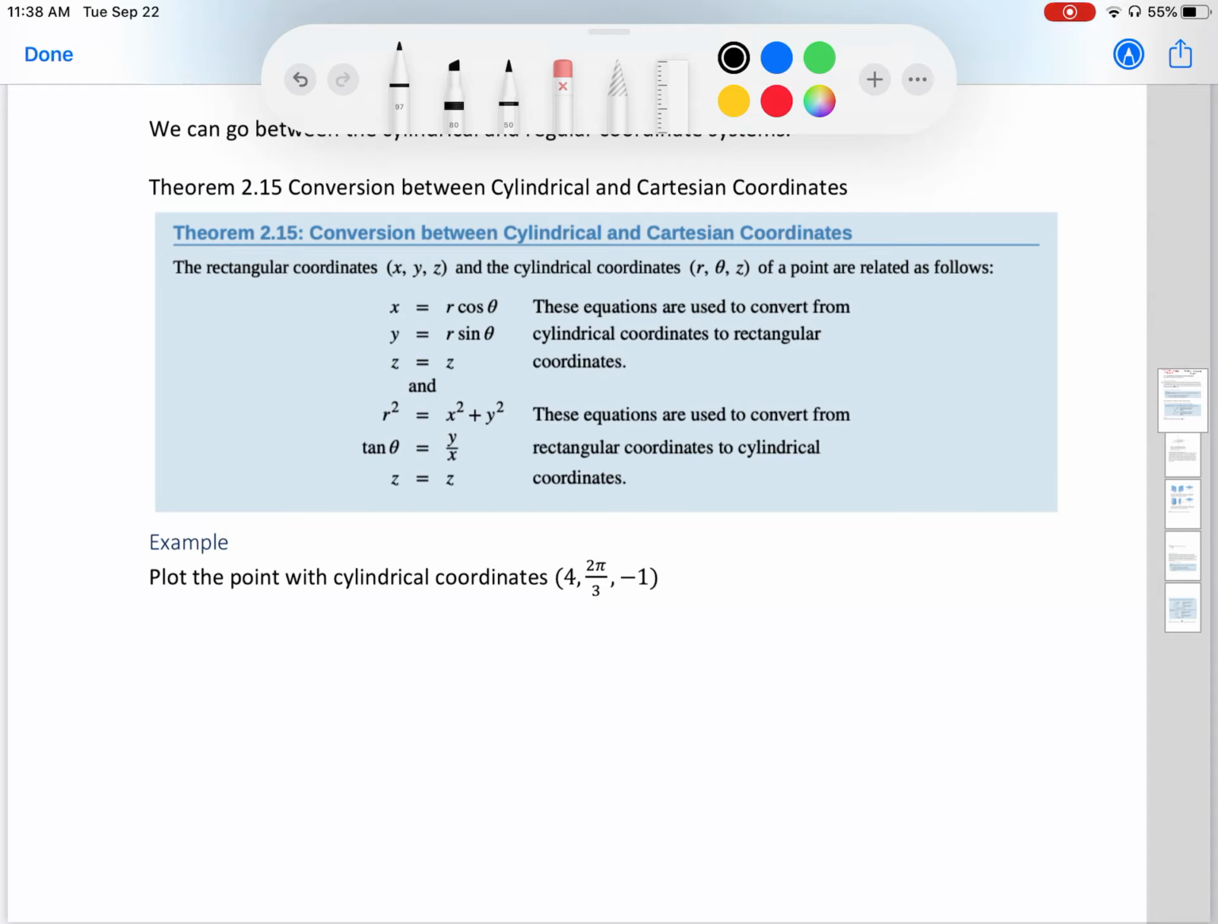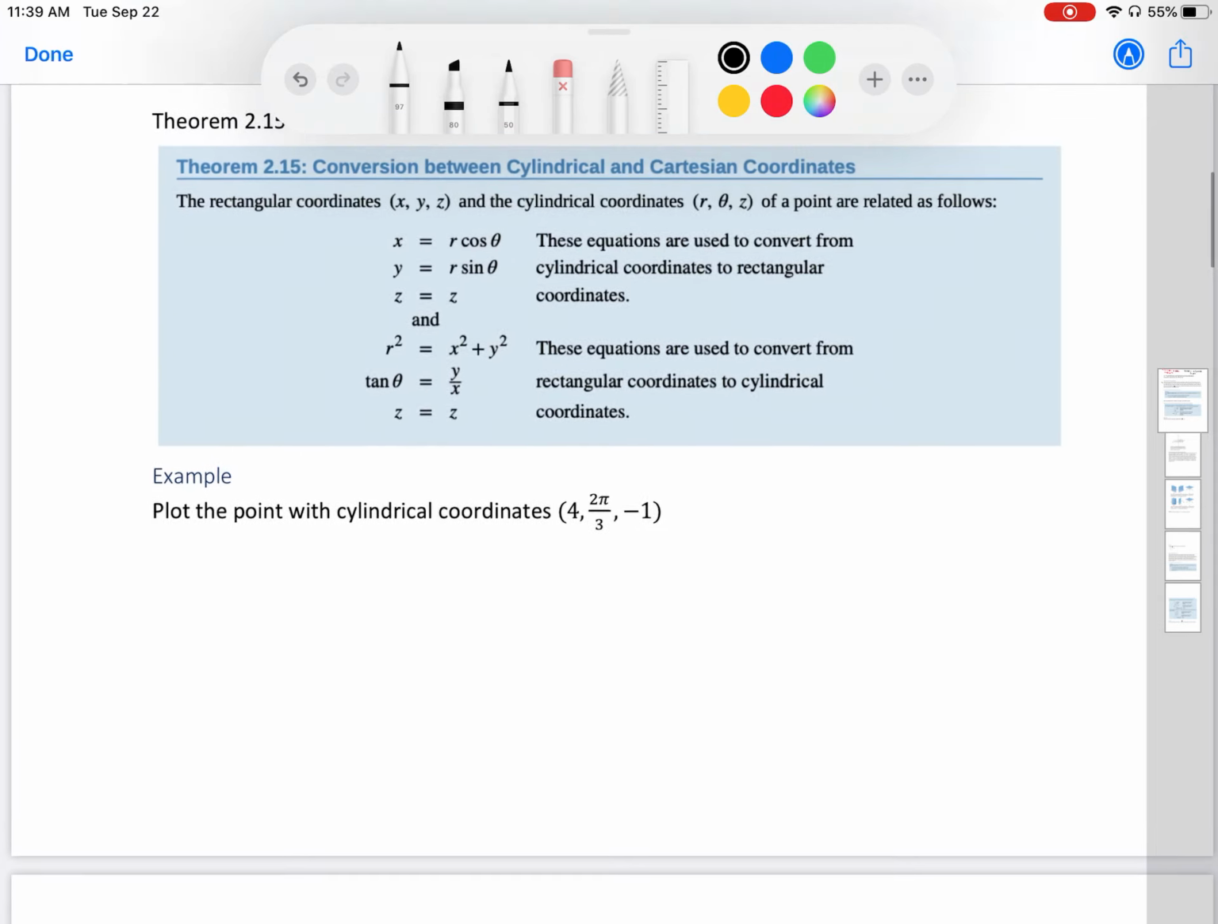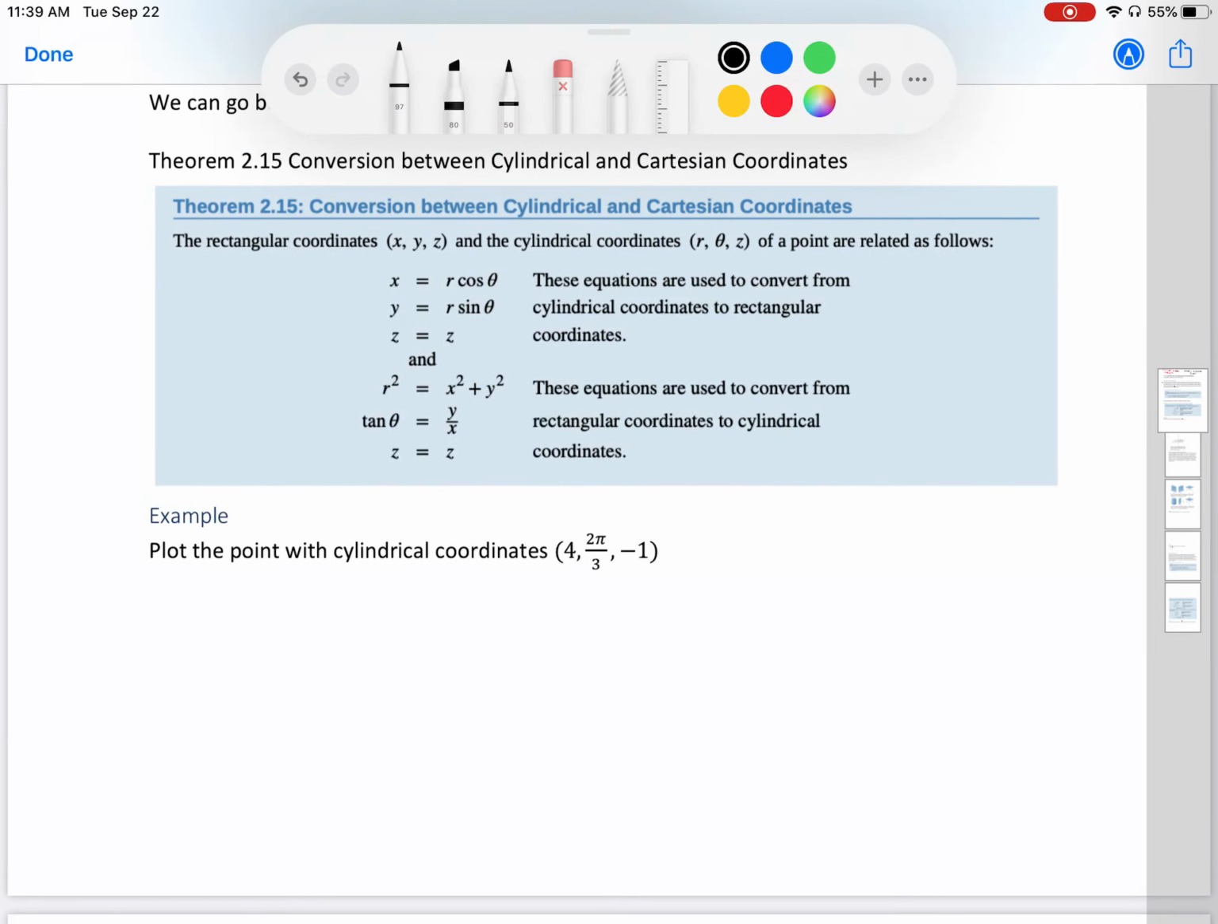In the rectangular coordinates x, y, and z, the cylindrical coordinates r, theta, and z of a point are related as follows. x is equal to r cosine theta, y is r sine theta, and z is z. That one stays the same for both cylindrical and Cartesian. To find r, r squared is x squared plus y squared. And to find an angle, tangent theta is equal to y over x. And again, z is z.